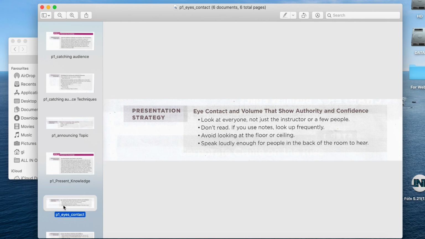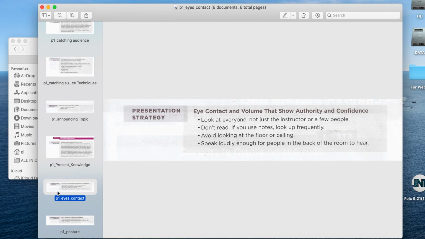Avoid looking at the floor or ceiling. Don't look at the ceiling, nobody is there. "Good morning. Today I'm going to talk about my project, unit 1, and what?" Don't look at the floor, nobody is there. Speak loudly enough for people in the back of the room to hear. Very good.